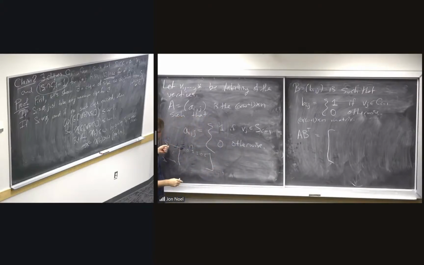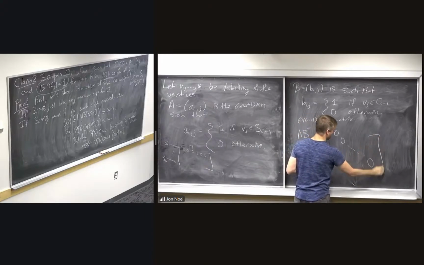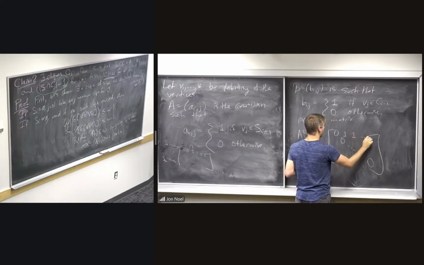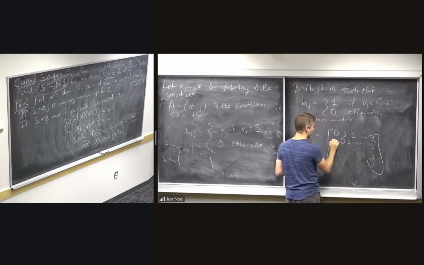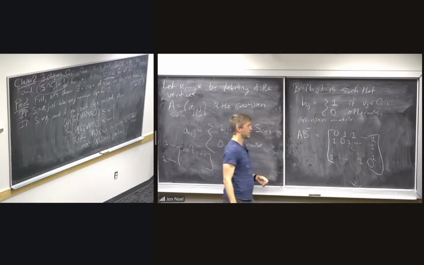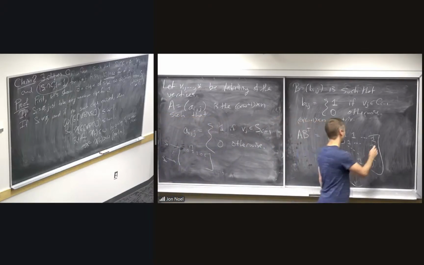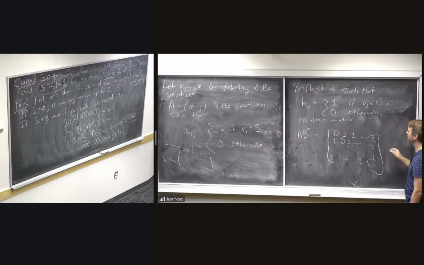If I take S0 and C0, for example, those are disjoint, so those will give a 0. Everything else is one, so I'm going to have zeros on the diagonal and ones everywhere else. What's my number of rows and columns? I think it's an alpha omega plus 1 by alpha omega plus 1 matrix, right?